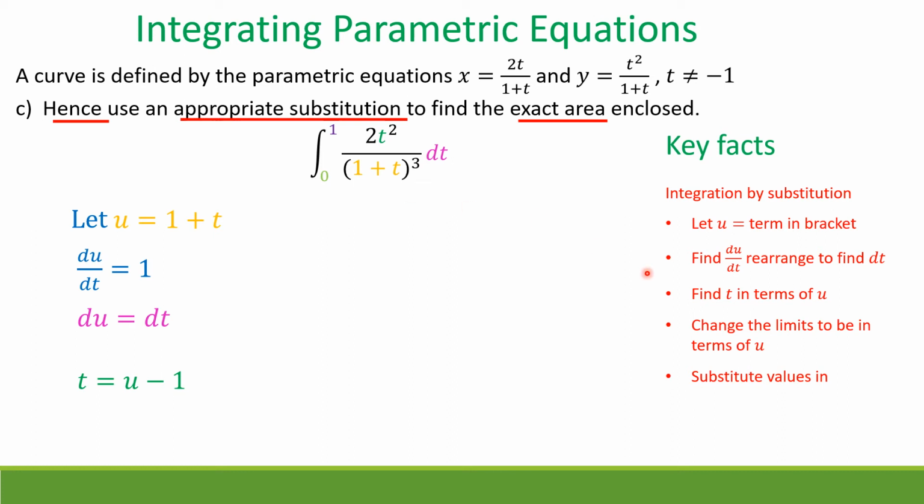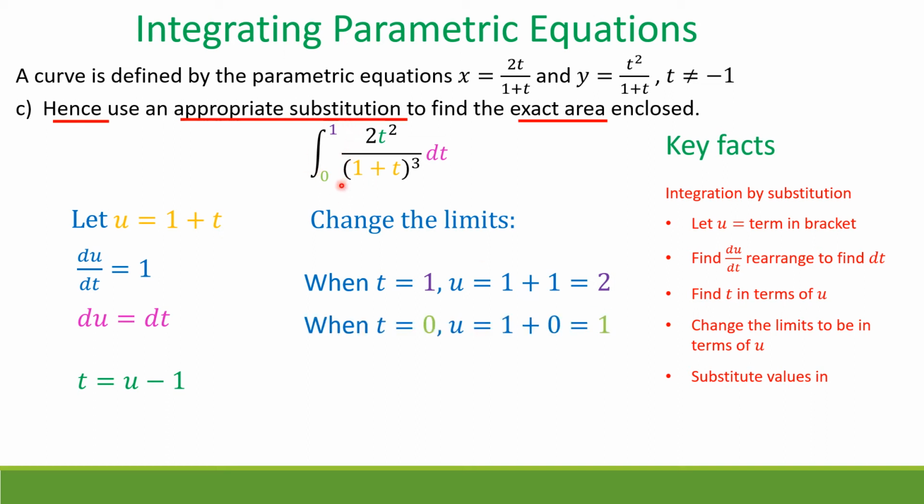So the last thing to do is this next step here, which says change the limits. So I'm going to change my limits to be in terms of u. So to start with, I'm going to look at this top limit when t is equal to 1. Now, if t is equal to 1, u is equal to 1 plus t. So 1 plus t, where t is equal to 1, 1 plus 1 is 2. So my new top limit is going to be 2. I can do the same when t is equal to 0. So if t is equal to 0, u is going to be 1 plus 0, and 1 plus 0 is going to be 1. So I'm going to be integrating between 2 and 1. So all I need to do is change my limits to be 2 and 1.